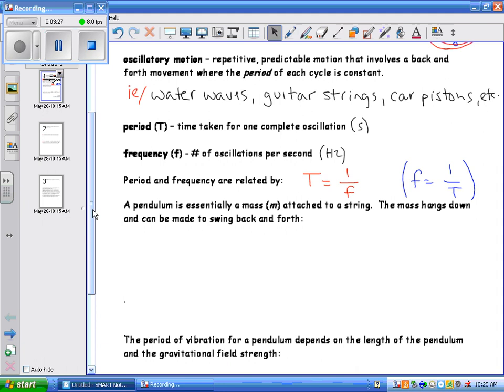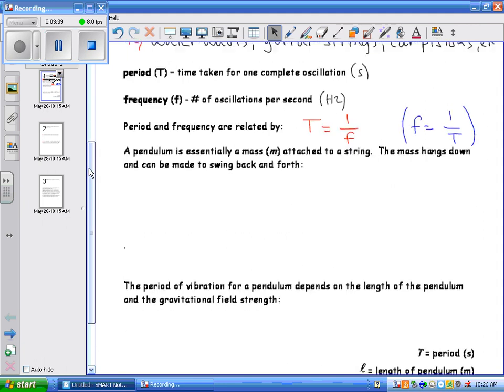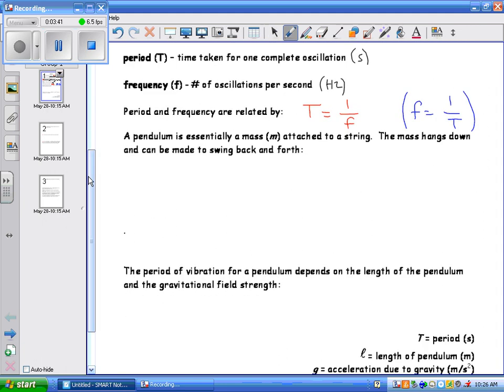So a pendulum, as you guys learned yesterday, is basically just a mass that's attached to some sort of string. The mass is referred to as the pendulum bob. The mass hangs down, and it can be made to swing back and forth. So in terms of a little diagrammatic representation of that, you have something hanging down from, in this case, we'll say the ceiling, and the pendulum hangs down and it has some length. So that's the length of the pendulum.